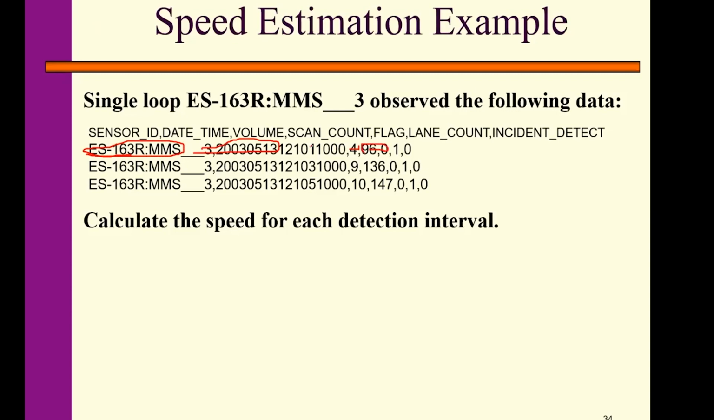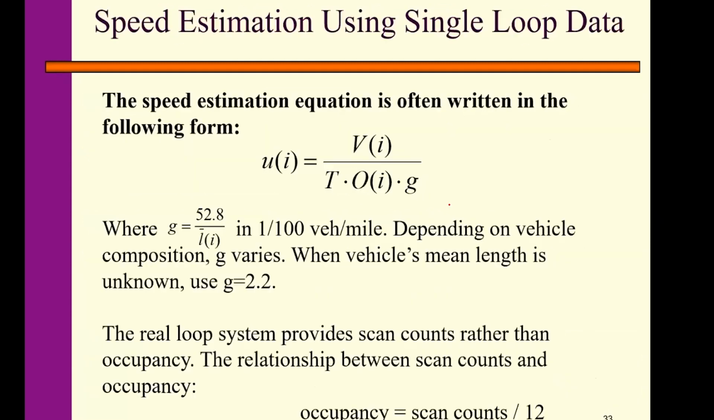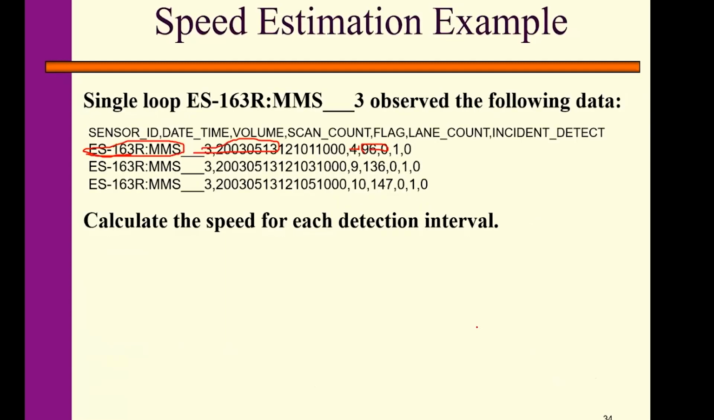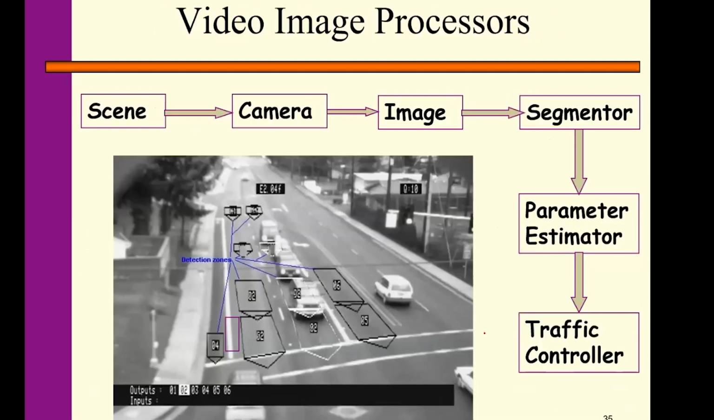So also it's called scan count. And then based on the equation we introduce, we can estimate the vehicle speed. We call it the G-factor equation. I'm not going to talk about details, but I want you to know there's a way we can convert unavailable data from the data produced by the system.